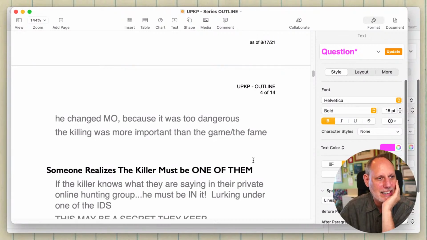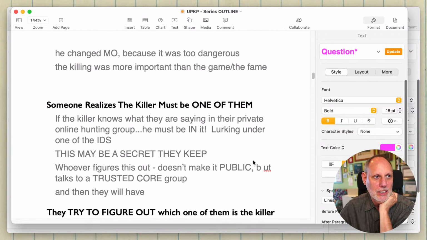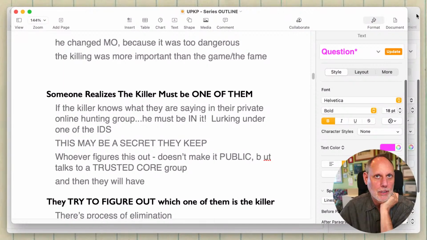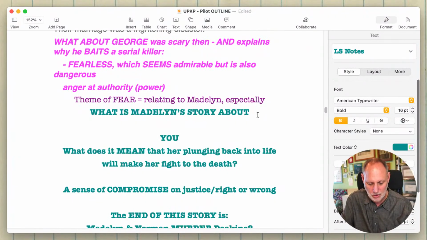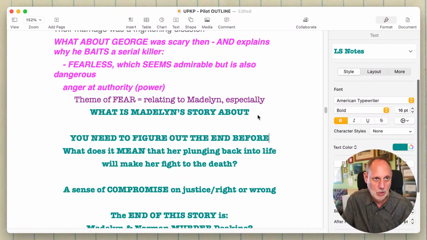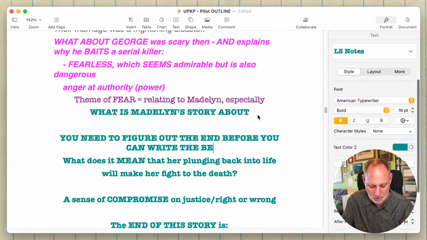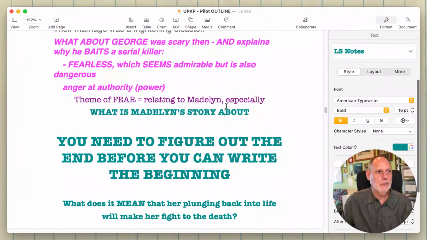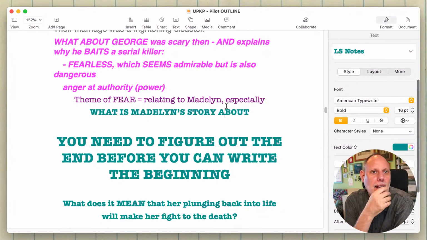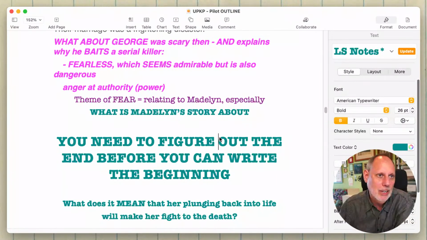So what I'm coming to is I need to figure out the end before I can write the beginning. That is the secret to writing. You need to figure out the end before you can write the beginning. There we go. And that's actually an interesting thing I'm going to have to do now.